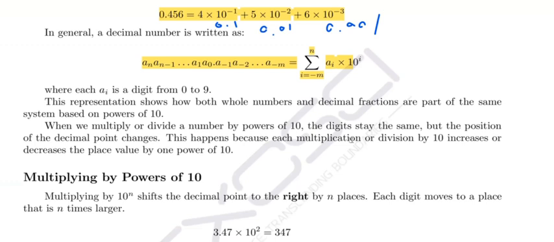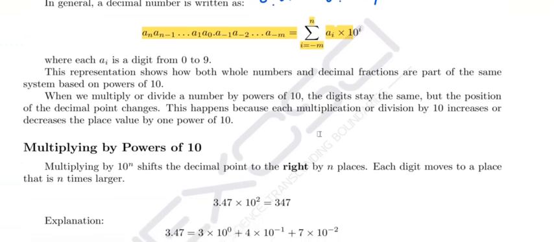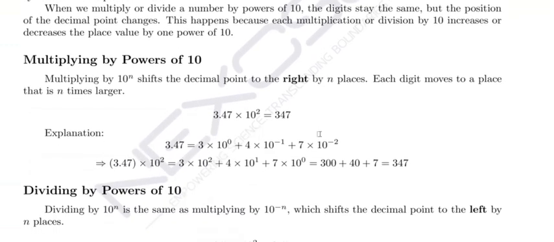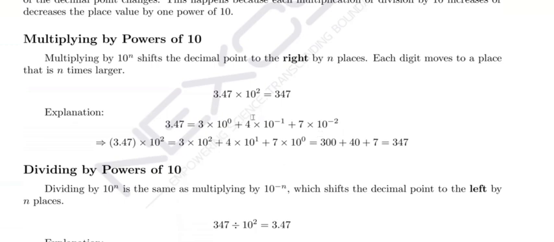What changes is the position of the decimal point. Each time we multiply by 10 or divide by 10, we raise or lower the place value by one level. Now let us see the movement in detail. First, multiplication. When a number is multiplied by 10 to the power n, the decimal point moves n places to the right. Multiplying by 10 to the power n makes every digit's place value n steps larger.